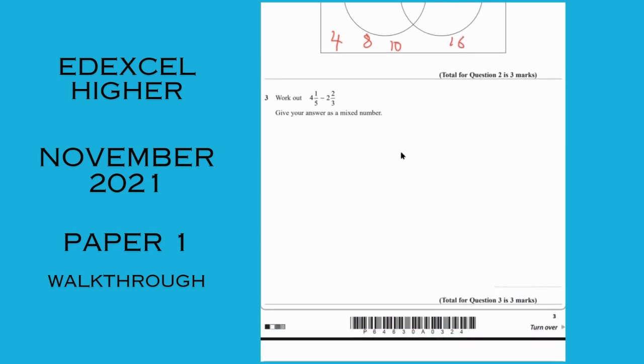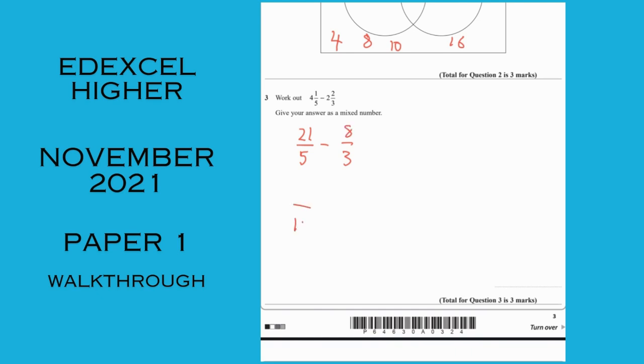Number 3, I'm not a fan of shortcuts where some people do 4 take away 2 and so on, because it does mean you go into negatives. I prefer to practice and just make them improper straight away. So 4 5s are 20, add the top, 2 3s are 8. Sorry, 2 3s are 6, plus the 2 makes 8.